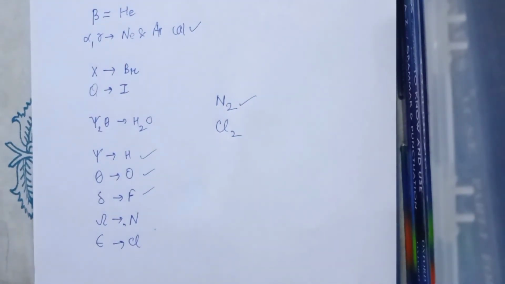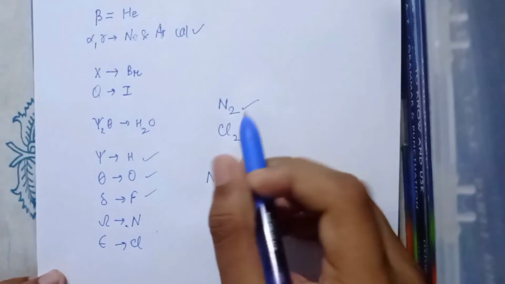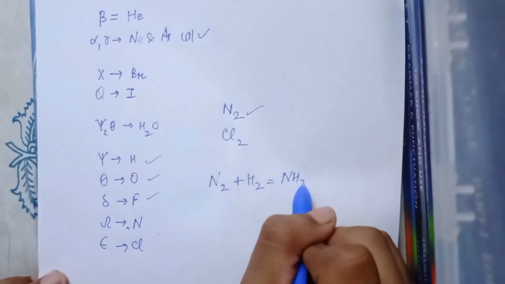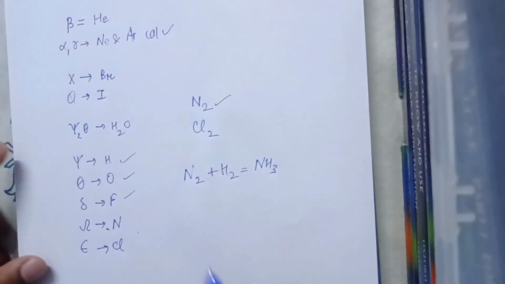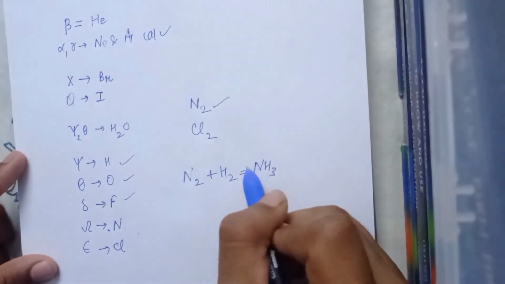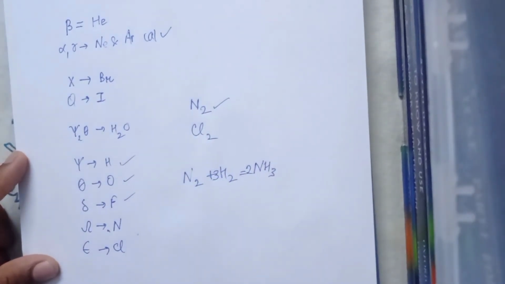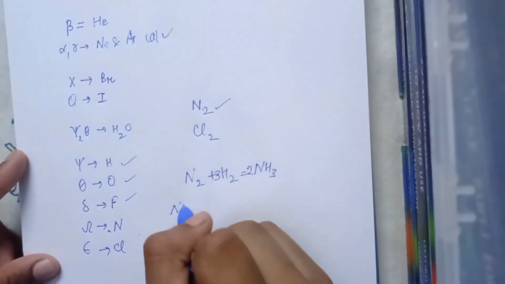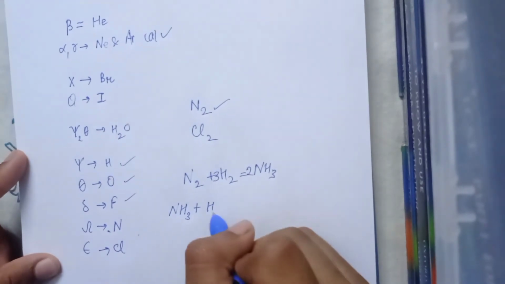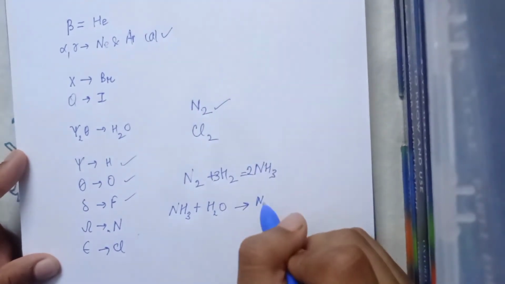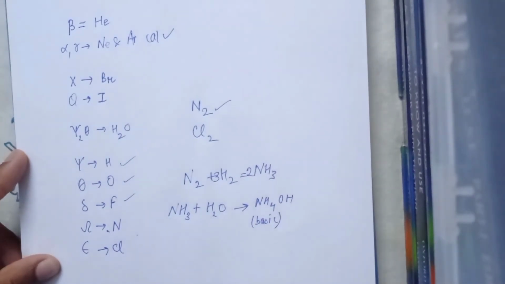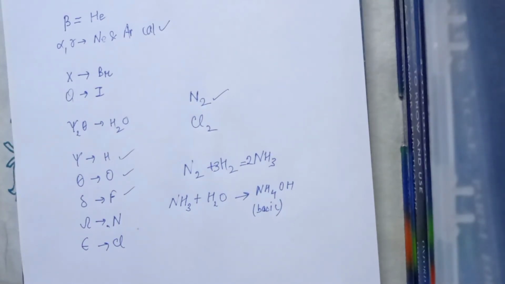Now we are also told to write the reactions given here. So we can write it easily. N2 plus H2 gives NH3, that is ammonia, and when we balance it we get 2 here and 3 here. This is a balanced equation. Now the next equation is NH3 reacting with water. So we have NH3 plus H2O, that gives us NH4OH, which is basic. And this is our last equation. So the question is solved.